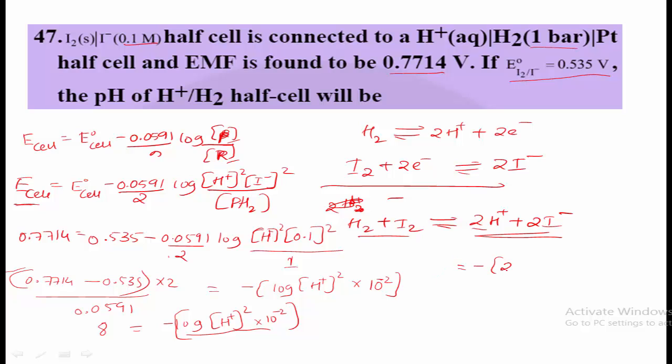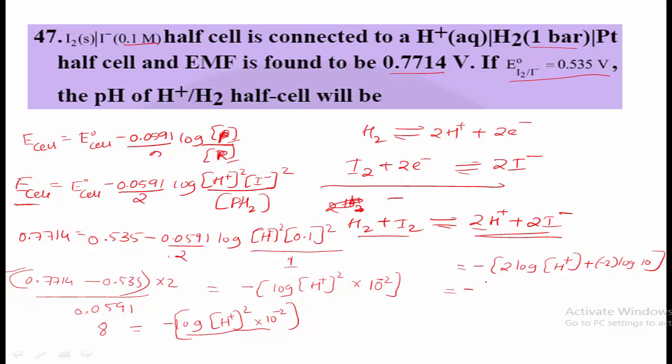Minus 2 log H plus, minus 2 log 10. Log m into n means log m plus log n. Therefore log m means log H plus and log n means log 10, and I have taken the minus 2 here because log a raised to n is nothing but n log a.